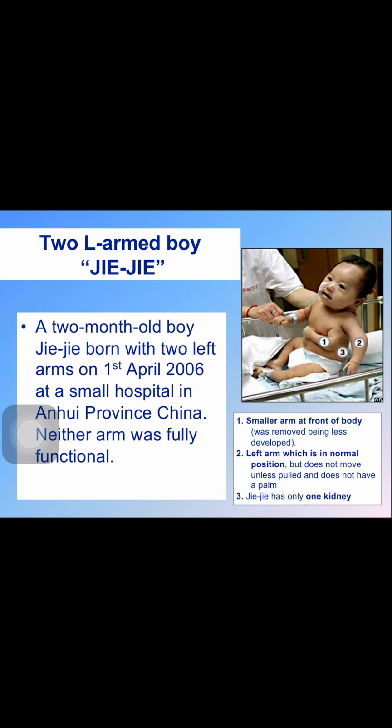Another picture in which a baby is born with two arms. This one. And the third abnormality is that he has got only one teeth.